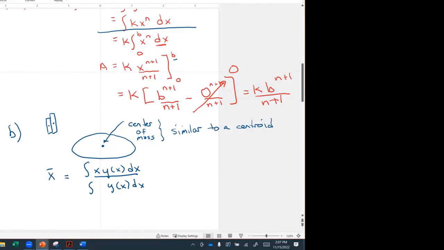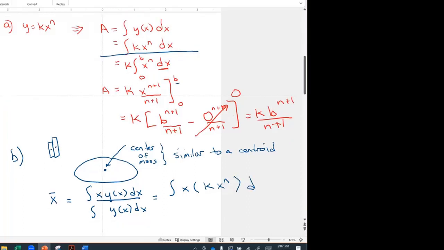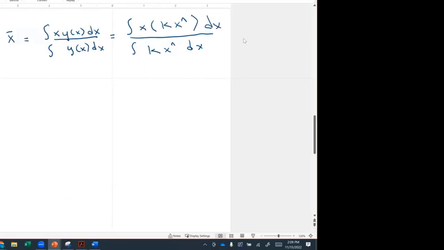I don't know if that makes sense, but that's basically what we're doing. This would be the same as the integral of x times y of x, which is kx to the n dx, divided by the integral of just kx to the n dx. And no, we can't just cancel. First thing I'm going to do is find x bar.